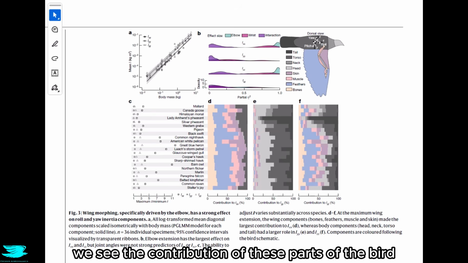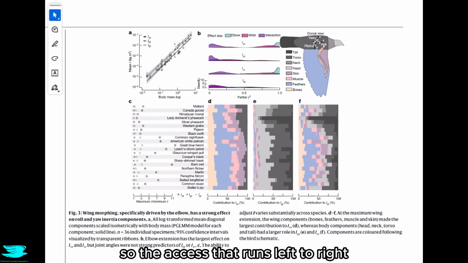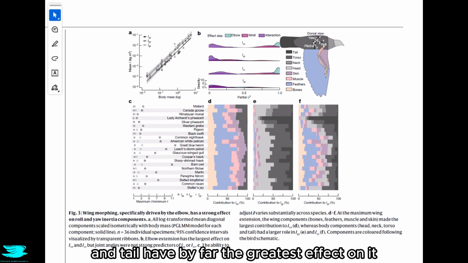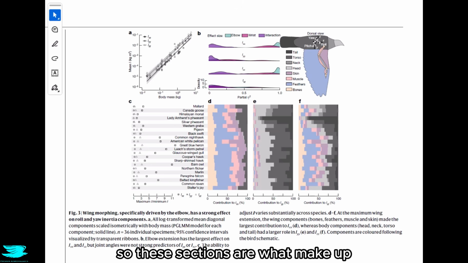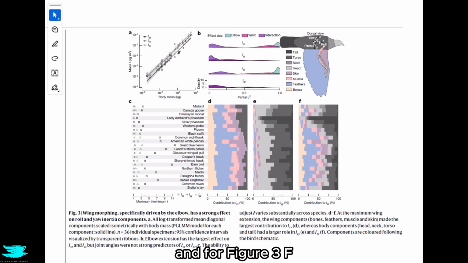Now for figure 3e, we see the contribution of these parts of the bird to the y moment of inertia, so the axis that runs left to right, and that is for pitching for the bird. So for this axis, the bird's head, neck, torso and tail have by far the greatest effect on it. So these sections are what make it harder for the bird to pitch. That is because these sections lie the furthest away from the y-axis, which is the direction that the bird tilts downwards or upwards to increase angle of attack or decrease that.